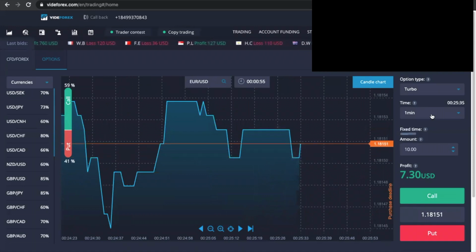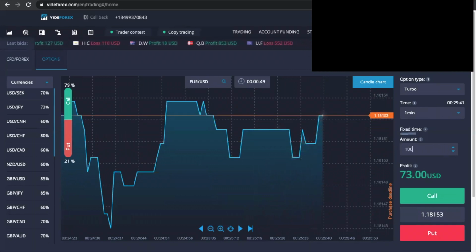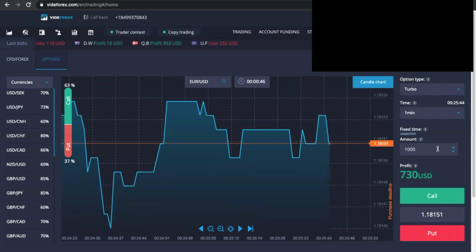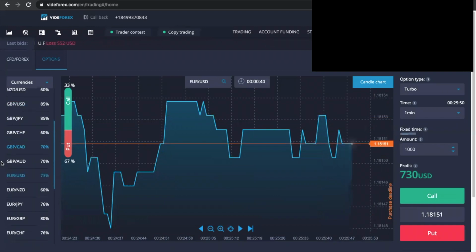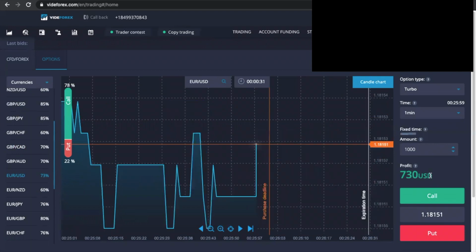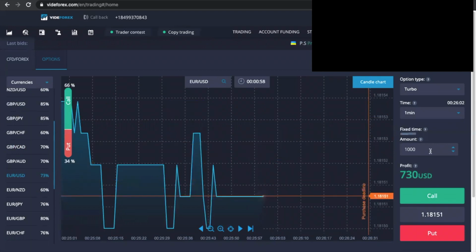For demo purposes, we're going to keep this on a minute. This is where you would change your amount. Let's say you wanted to trade with $1,000 per trade. Let's see what EUR/USD is paying out. EUR/USD is 73%. So if I'm willing to go with proper risk management, $1,000, profit would be $730 with a successful trade. So you change the amount here. Like I said, for demo purposes, we're going to go to $1.